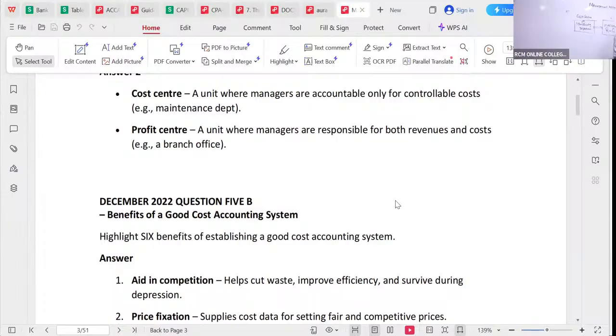Yeah, this is topic number 1, and it's applicable for ATD and CPA. ATD and CPA, yes.